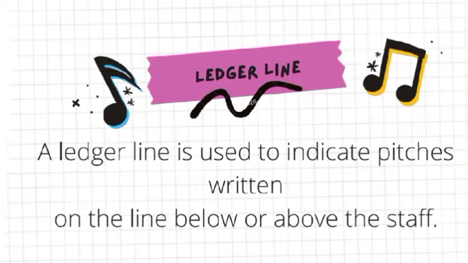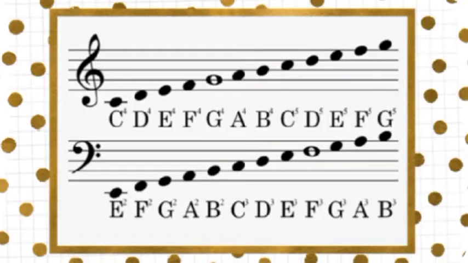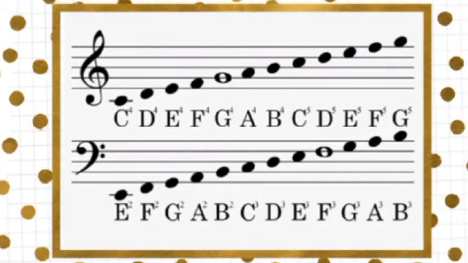So the next one, we have here the ledger line. So aside from the pitches on the staff, pitches can also be written below and above the musical staff. A ledger line is used to indicate pitches written on the line below or above the staff. So the figure below shows the position of the pitches. Notice that two pitches below the staff with G clef are D and C. Meanwhile, the pitches above the F clef are B and C.